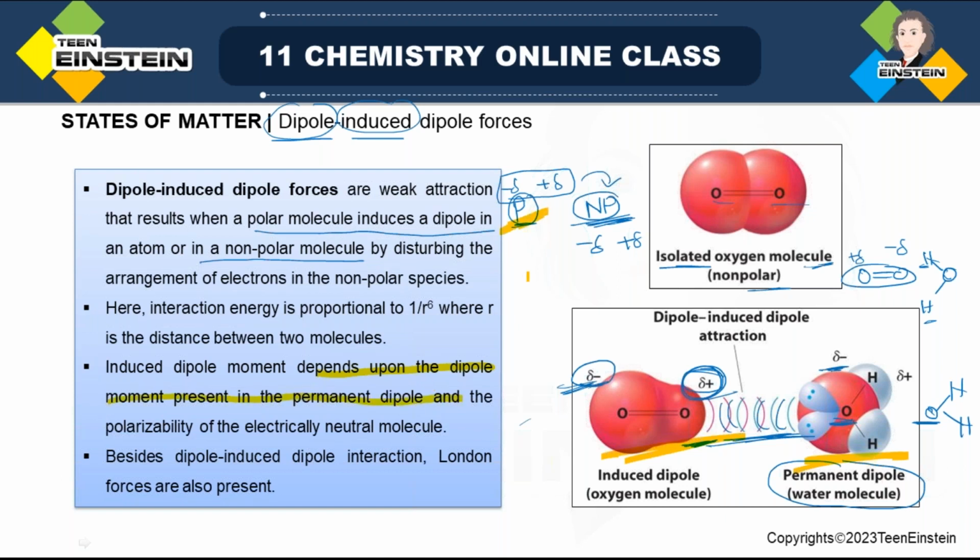So this is the permanent dipole species, and this is the non-polar species. Depending on how much dipole moment is present, suppose I write P1 and P2, and NP is common. If P1 has a higher dipole moment compared to P2, then obviously P1 will have a higher capacity to induce charge separation in the non-polar species. So that is mentioned here.